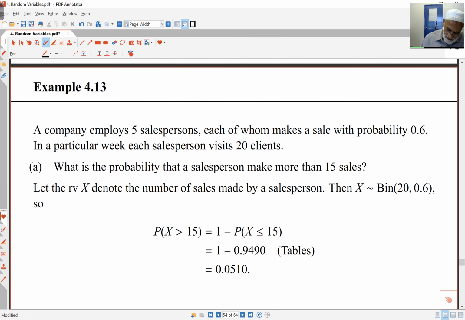And I'll leave you to look at this example. We'll do this together in the lectures afterwards. We'll come back to the Poisson in the last lecture.